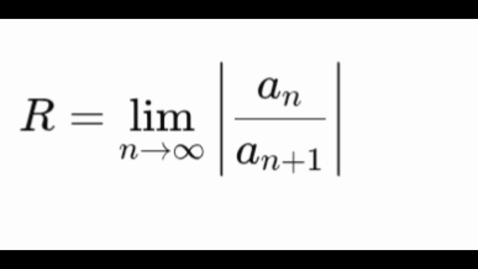The radius of convergence, or R, is found using this formula. R is equal to the limit of the absolute value of a sub n over a sub n plus 1. This means that inside this radius, the series converges and outside it diverges.